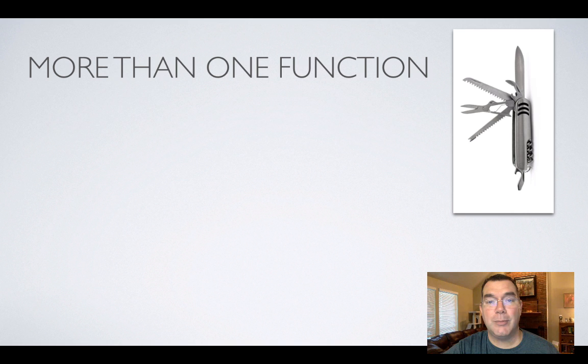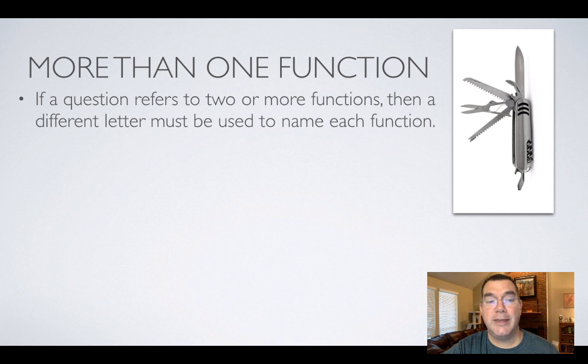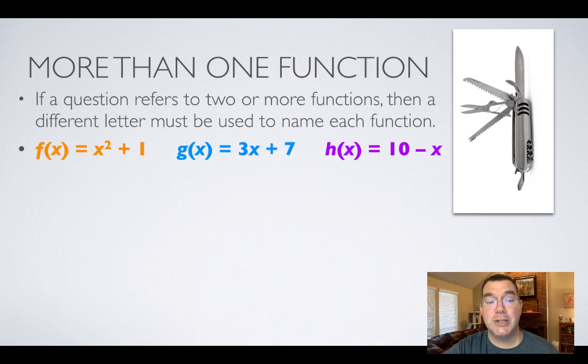If I have more than one function, I can't use y for every single one because y can't represent two or more different things. So what I do is I use more letters for those functions. If I have a function that's x squared plus 1, I could call that f of x equals x squared plus 1. A second function is y equals 3x plus 7, so I could call that g of x equals 3x plus 7. And a third function would be y equals 10 minus x. I can call that h of x equals 10 minus x.